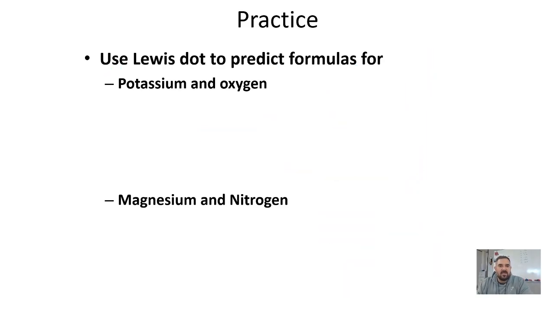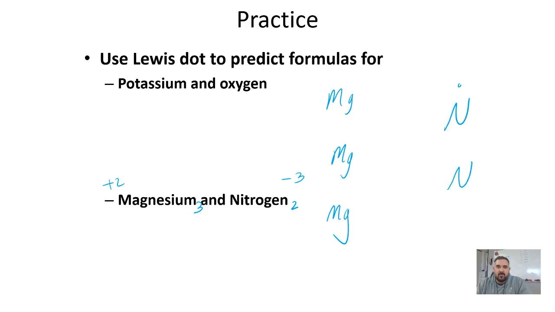The next one is going to be magnesium, nitrogen. So magnesium is going to have a charge of +2. Nitrogen has a charge of -3. So we crisscross, and then you're going to have 3 magnesiums and then 2 nitrogens. And then let's go ahead and write them out. So we got magnesium, magnesium, magnesium, and then nitrogen, nitrogen. Our nitrogens are going to have 5 electrons each. So I'm going to start with those. And then our magnesiums have 2 each.